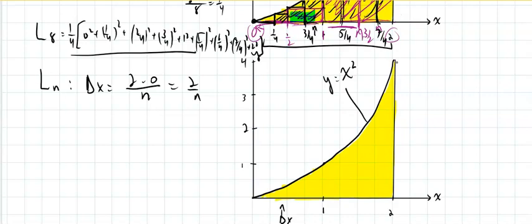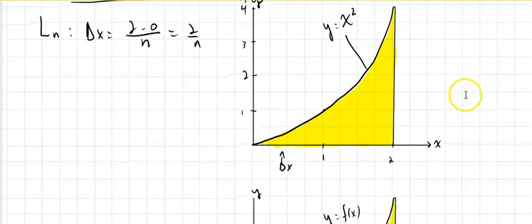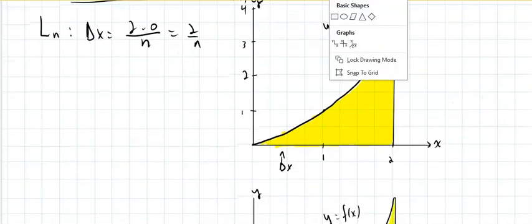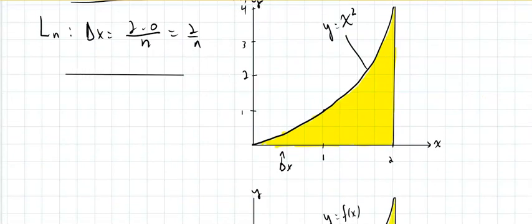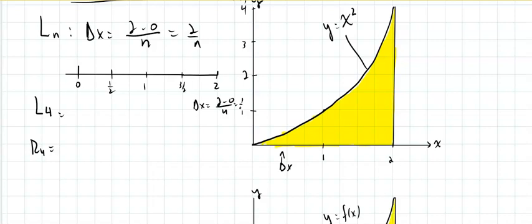So now let me do this without the graph. Let's say I want to find L sub 4 and R sub 4, but without the graph. For L sub 4, delta x, I'm going to take this x-axis, and I'm going to take 2 minus 0 divided by 4, that's a half. I'm going to start at 0, I'm going to move 1 half, 2 halves, 3 halves, 4 halves, 4 intervals.